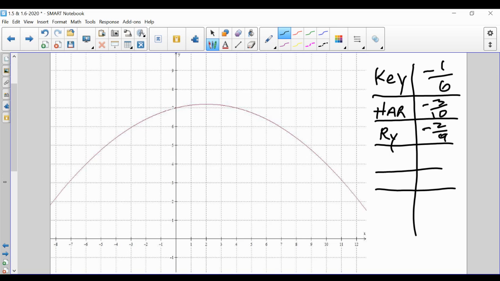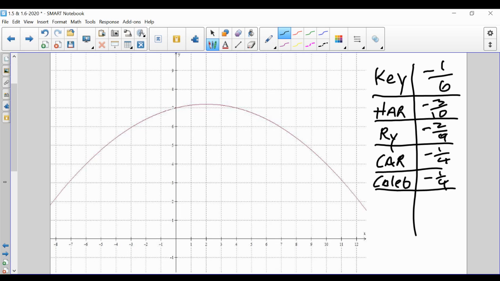How about Karis? Karis, can you give me what you have? Oh, Caleb has, okay, hang on to that one for a minute, Caleb. Karis has -1/4. It's at least good that everybody's getting something negative. Okay, Caleb, you have -1/4 as well? Okay.